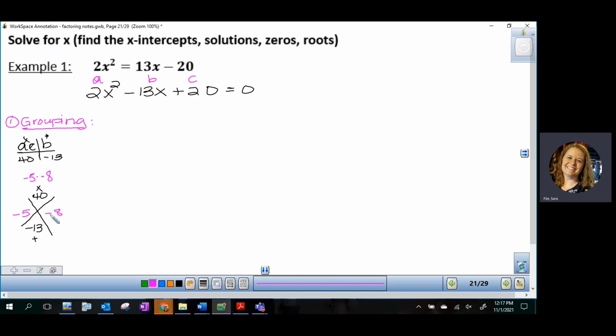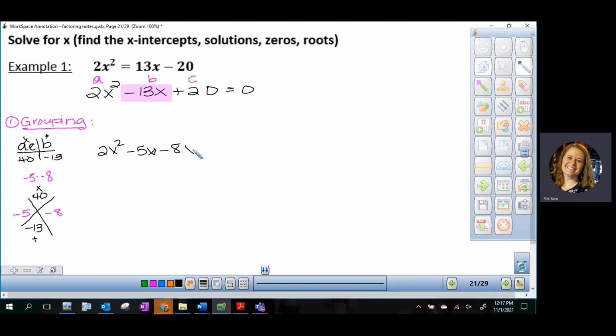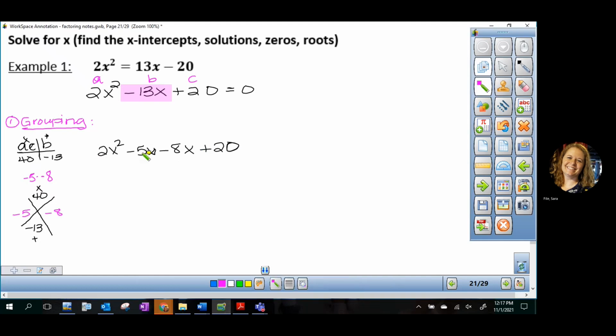Does that make sense? Now, for grouping, what we do with that is we are replacing that B term. So I still got the 2x squared. But instead of minus 13x, I'm going to replace it with minus 5x minus 8x. Or minus 8x minus 5x. It doesn't matter which order you put them in. And then you still got the plus 20. So I made that substitution right there. Everybody good with that?